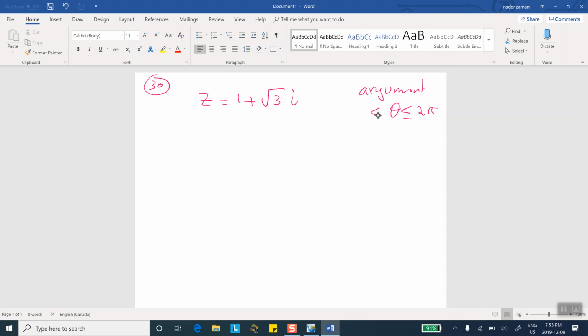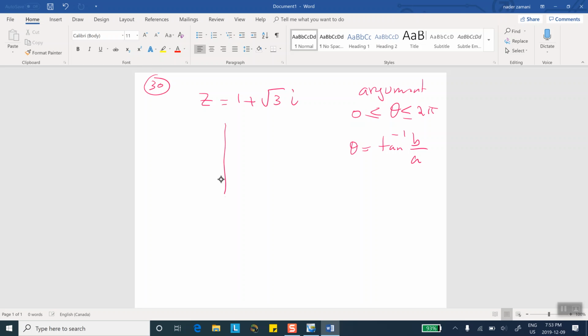Remember, I told you that argument is not unique. Remember, theta is tan inverse of b over a. Anything that you get here, you add 2 pi to it, it's still an argument. However, here it says, just give me the first one, the smallest angle theta, the smallest argument.